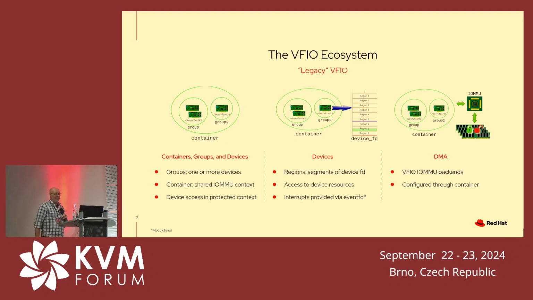Not shown here, event FDs are also used for configuring interrupts to devices. And then moving back to the container is how we program DMA to the device. So we map IO virtual address spaces that pin memory in the host system, map it through the IOMMU, and allow the device access. We do that at a group level, so you can't split IOVAs separately between devices and groups.